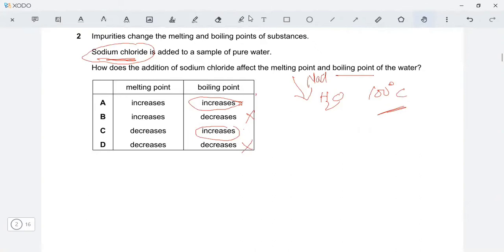Okay, look at the melting point. In the case of melting point, if you add sodium chloride, the melting point will decrease. Remember it. So option C will be the right answer. In option A the melting point is increased, so it is not the right answer. So the answer will be option C. Melting point will decrease if you add sodium chloride to the water, and the boiling point will increase above 100.